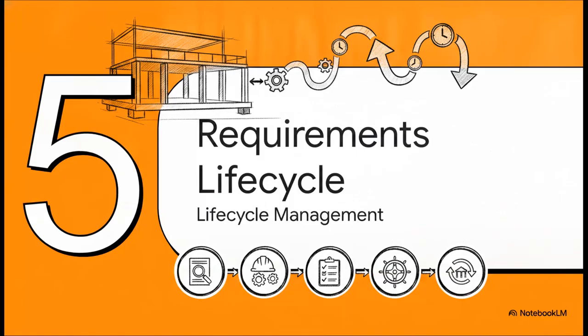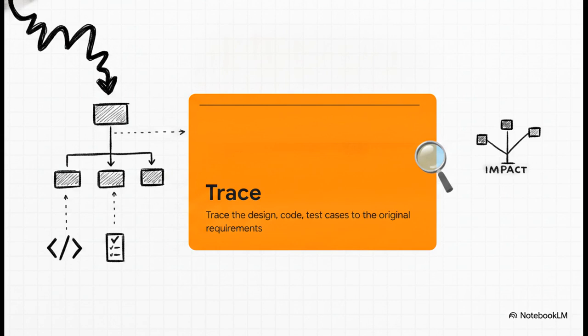Finally, Section 5, the requirements lifecycle. Now, as any good architect will tell you, building the framework isn't the end of the job. A truly successful, value-driven project requires continuous management from the very start to the absolute finish. This is what we call requirements lifecycle management, and it's made up of 5 critical, ongoing activities.